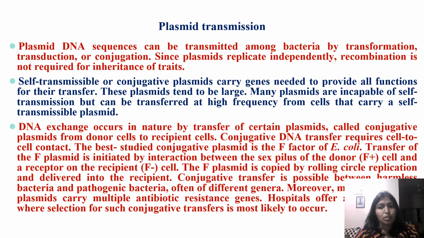There are three reasons why E. coli was chosen. Transfer of F plasmid is initiated by interaction between the sex pilus of the donor, that is F plus cells, and the receptor of the recipient, that is F minus cells. The F plasmid is copied by rolling circle replication and delivered into the recipient. So like this, the conjugation process occurs.